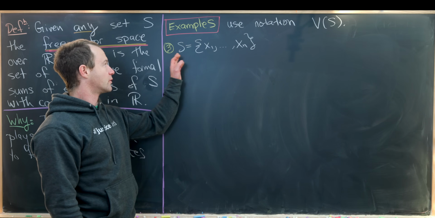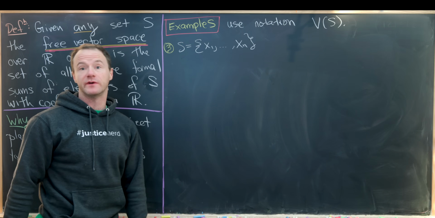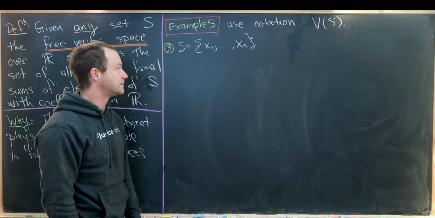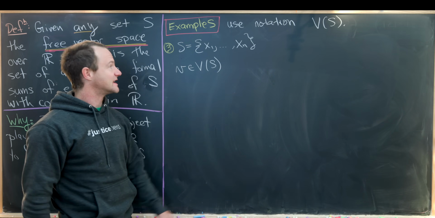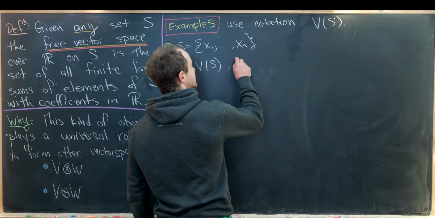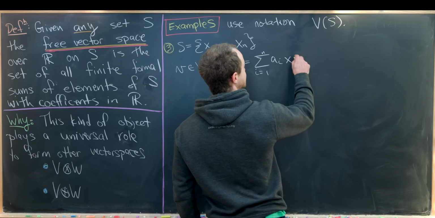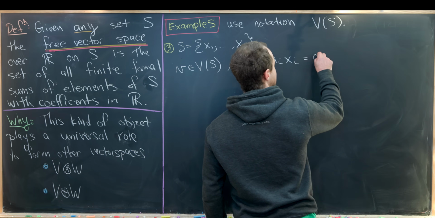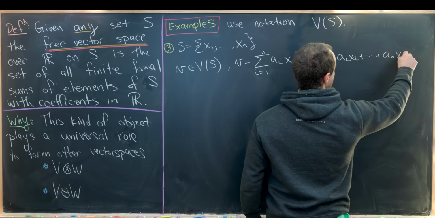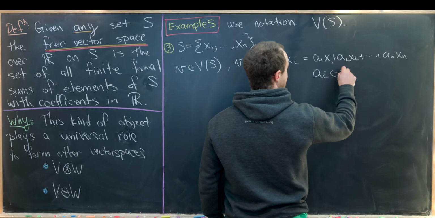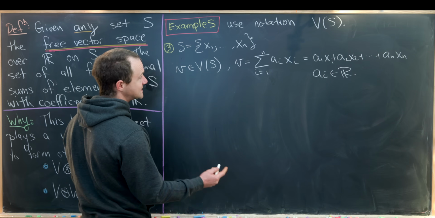So for our third example, we're going to look at the set S, which has n elements, and we'll name those n elements x1 through xn, although they really could be named anything. Okay, so now let's say v is in V of S, so it's a finite formal sum of guys like this. So that means that v equals the sum as i goes from 1 to n of a_i x_i. So in other words, it looks something like this: a1 x1 plus a2 x2 plus dot dot dot an xn, where our a_i's run over the real numbers like this. And now there are a few questions here, like what's the zero vector?